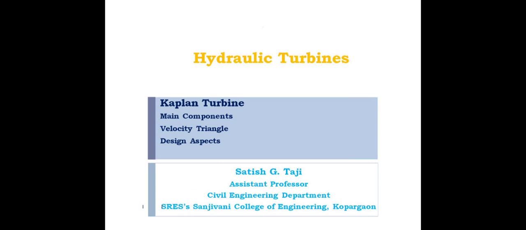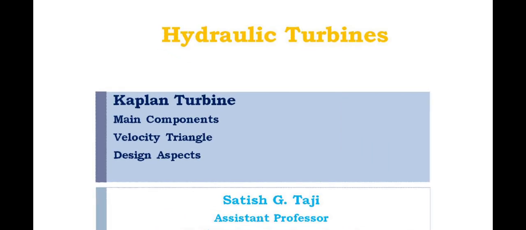Okay, we'll continue with the hydraulic turbines. In the last class, we have seen Francis turbine, its component parts, how to find out the expression for work done per second, power, and different efficiencies like hydraulic efficiency, overall efficiency, mechanical efficiency, etc. Overall efficiency is nothing but product of mechanical efficiency and hydraulic efficiency.